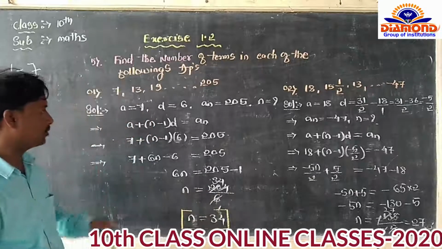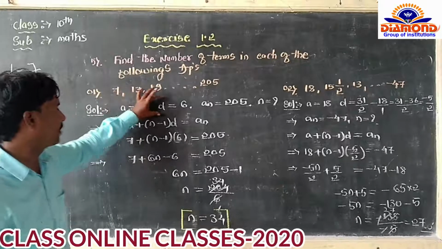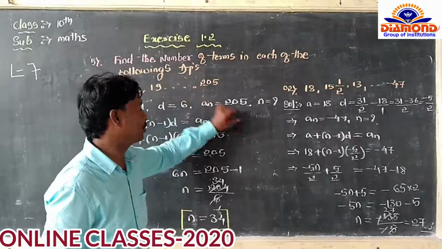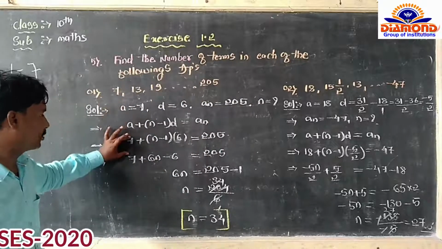I think you understood. Here nothing is there. Once more: a value is 7, common difference is 6, an is equal to 205, n is equal to question mark. This is the formula. Substitute the values.